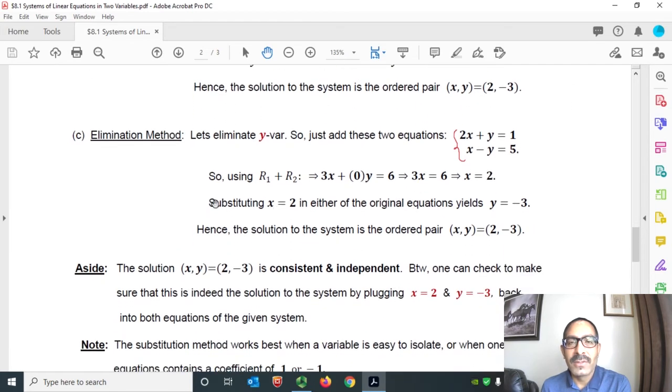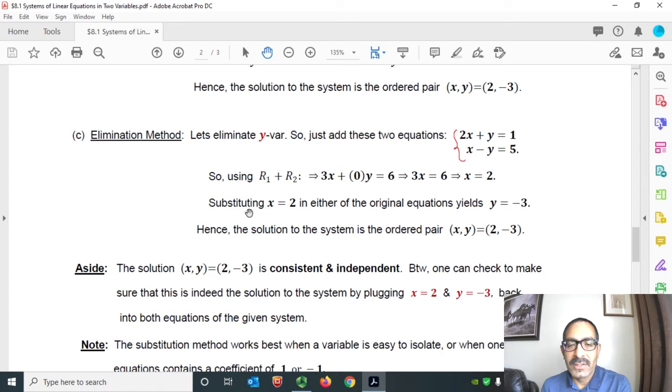In the elimination method, we eliminate one variable and solve for the other variable. So here, let's eliminate the y variable. The given system is 2x plus y equals 1, x minus y equals 5. Just add these two equations, then y cancels out. So using R1 plus R2, that means row 1 plus row 2, adding these two equations, then y cancels, then 2x plus x is 3x equals 6. Divide both sides by 3, x equals 2.